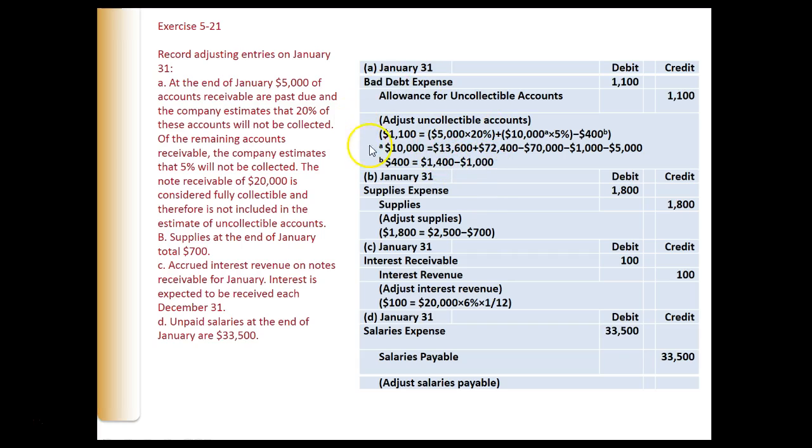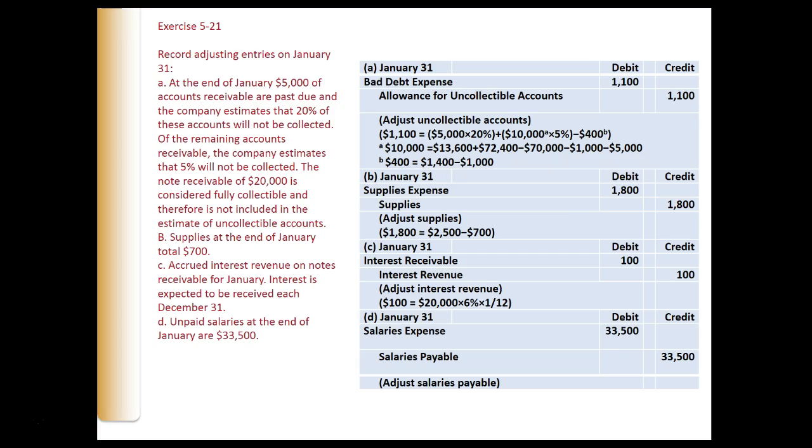So take some time to look at how we have adjusted for this bad debt expense. B, supplies at the end of January total $700. Well, if the supplies total $700, we have to show how much has been used, which we started at $2,500. If at the end of the month there's $700, that means we've used up $1,800. So our supplies expense would be a debit of $1,800. We would credit our asset supplies for $1,800.